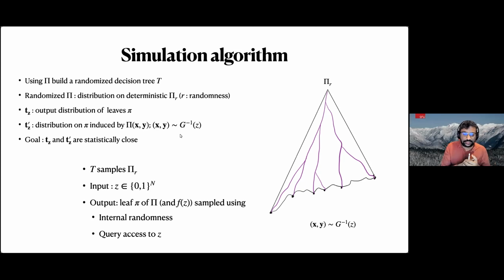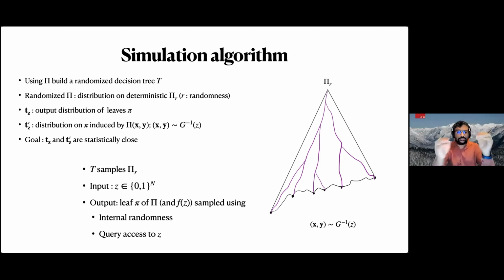As we saw earlier, the hard direction is basically a simulation algorithm. Shouldn't be calling it algorithm. It's a simulation decision tree. So what we need to prove is that from a randomized protocol solving F compose G, we can come up with a randomized decision tree which solves F. So we are going to use this randomized protocol pi, which we assume is the best protocol solving F compose G, to build a randomized decision tree for F.